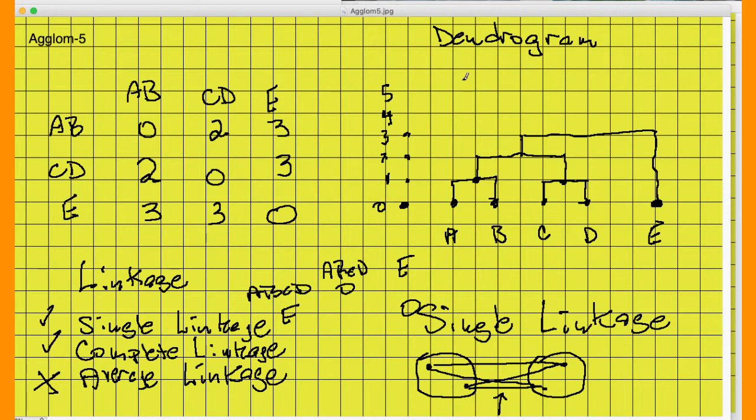What this dendrogram has done is it now provides a clustering of the original set, assuming this thing called single linkage. And notice one of the things we can do is come over at any point and draw a horizontal line. If I draw a horizontal line here, I get just one cluster that has A, B, C, D, and E in it. If I come over here between 2 and 3 and draw a line, you can see that I have 2 clusters: one cluster is A, B, C, D, and the other cluster is E.